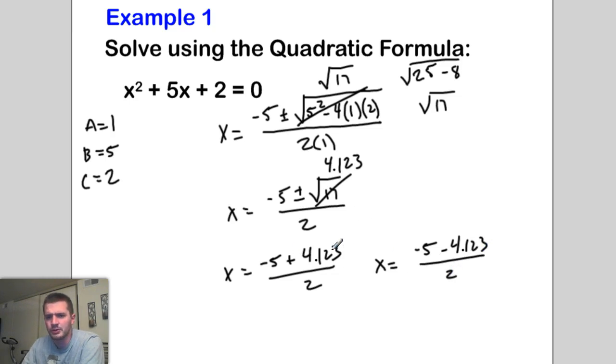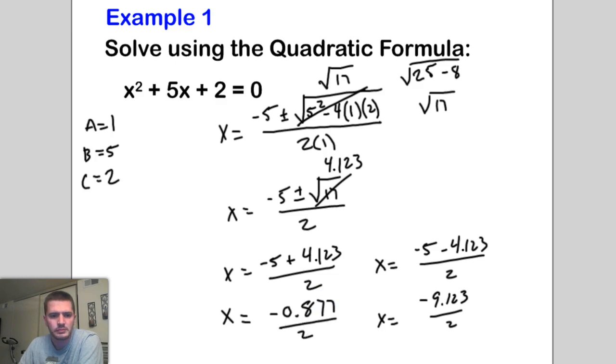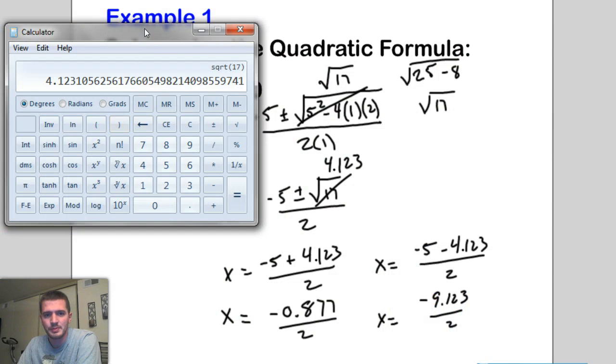Let's do this one first. This will be a little bit easier. So x equals negative 9.123 over 2. Actually, let's do this one. We might as well do them both at the same time. So this one will be negative 0.877 over 2. Doing some mental math this late is a bad idea. So we can go ahead and get our calculators out again. Oops, sorry about that, guys.